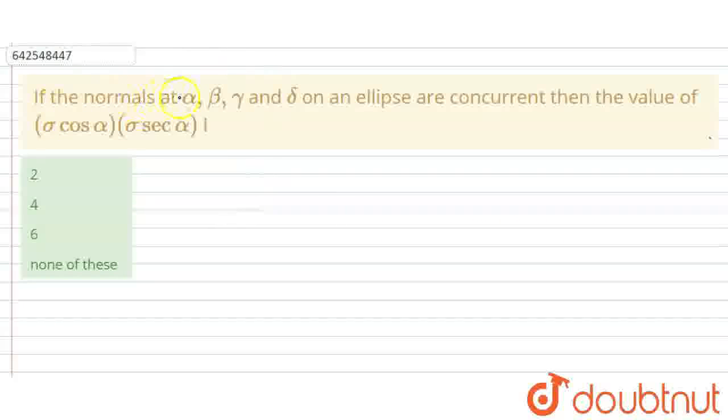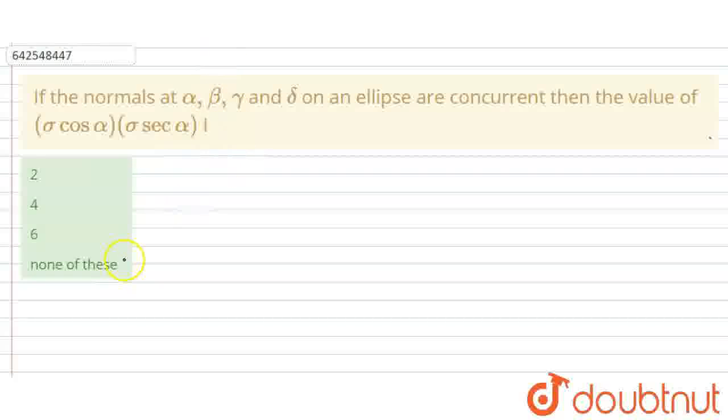Hello students, today's question is: if the normals at alpha, beta, gamma, delta on the ellipse are concurrent, then we are going to find the value of sigma cos alpha and sigma sec alpha. Okay, so let's move to the answer.